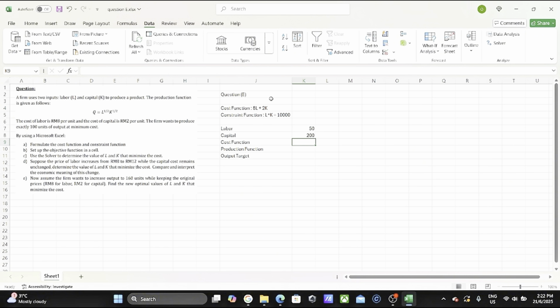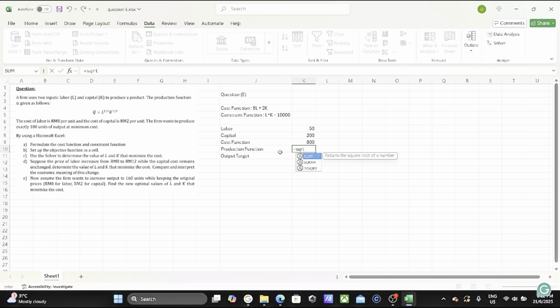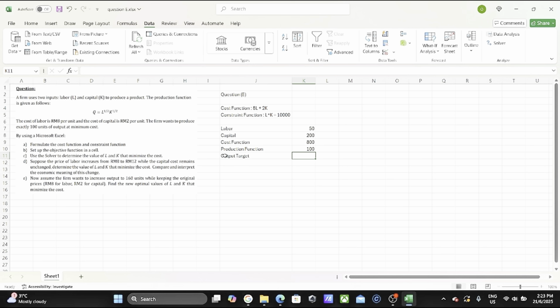For the cost function, this is the formula: equals 8 times labor plus 2 times capital. We got 800 for the cost function. For the production function, equals square root, open bracket, labor times capital, close bracket, and then we get 100 for the production function. The output target is 116 units since we increase output to 116 units. So these are all the values that we need to solve.